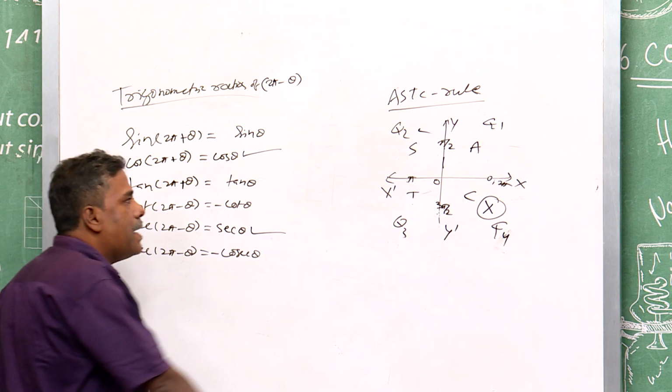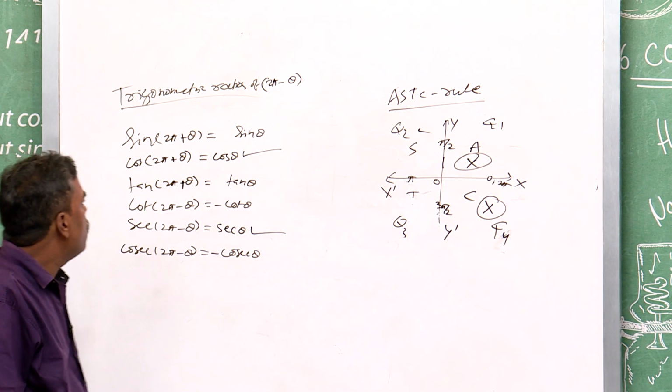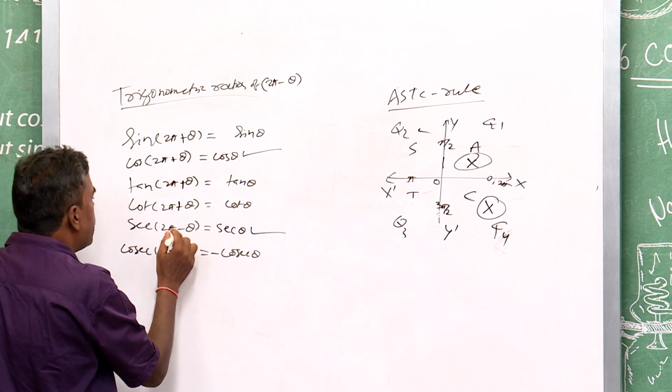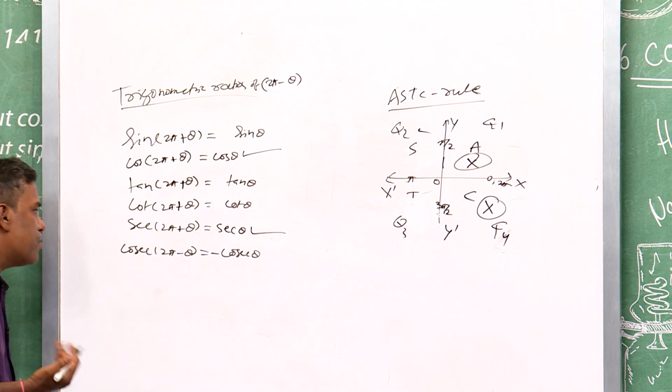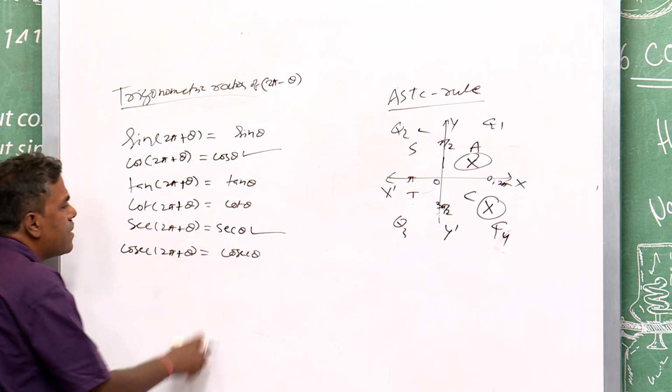2 pi plus theta is in quadrant 1, and in quadrant 1 all are positive. So, cot 2 pi plus theta is equal to cot theta, sec 2 pi plus theta is equal to sec theta, and cosec 2 pi plus theta is equal to cosec theta.